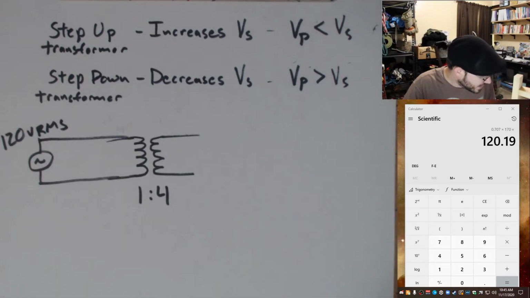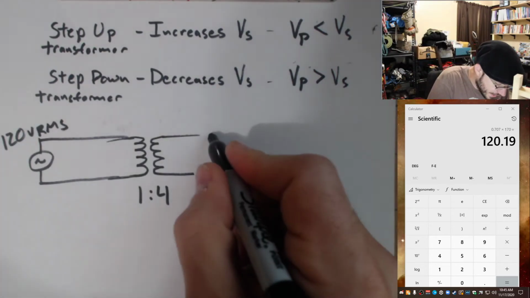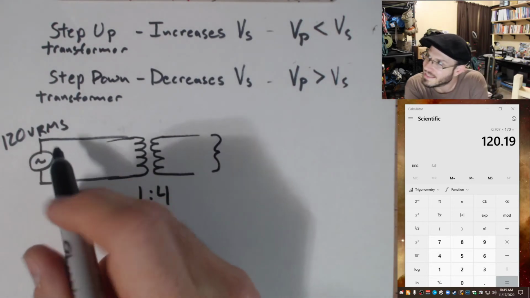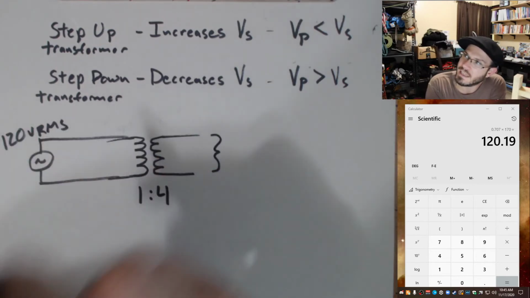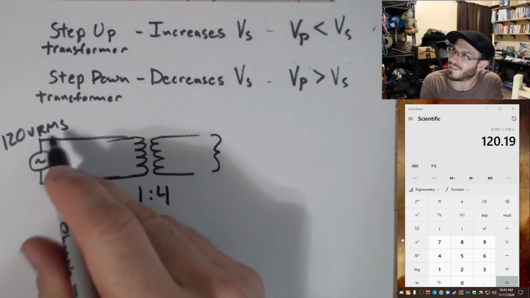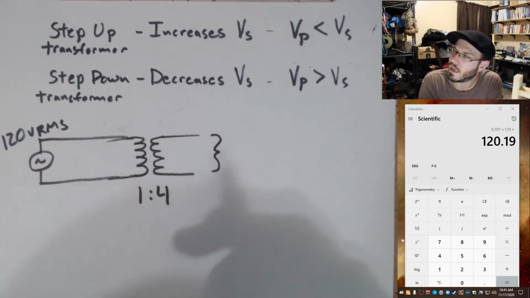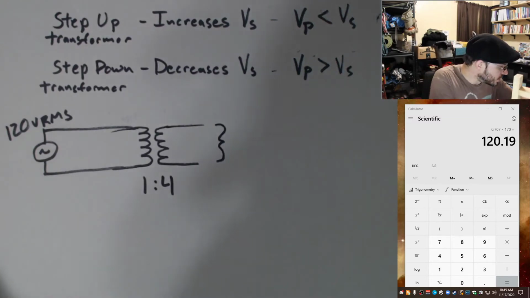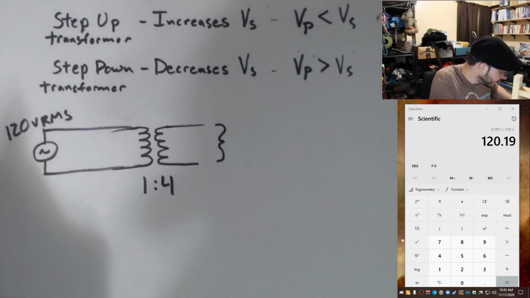Okay, and now the question is, what's the voltage coming out of this? This is an AC voltage. Let's keep our units the same. Since I specified this as 120 volts RMS, what's coming out of this? Well, we can set up our ratio just like we did for the other one.